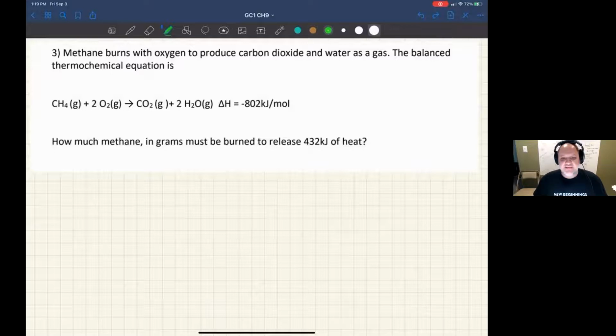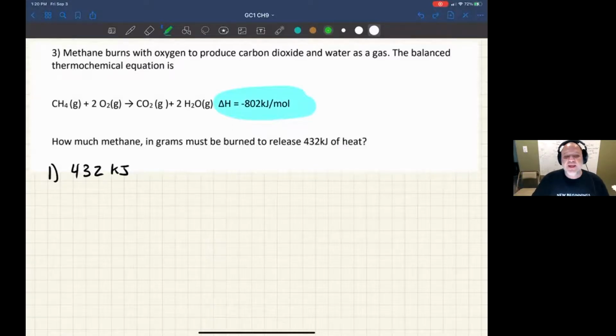Remember, the word released implies the sign. And so we don't include the sign in the per expression. So in this case, I'm given 432 kilojoules, and it's asking me to calculate how many grams of methane must be burned to release that much energy. So again, it has the negative sign in the delta H, but I don't include that in my calculation because I'm going to tell the reader the energy was released. That means the negative sign is implied.